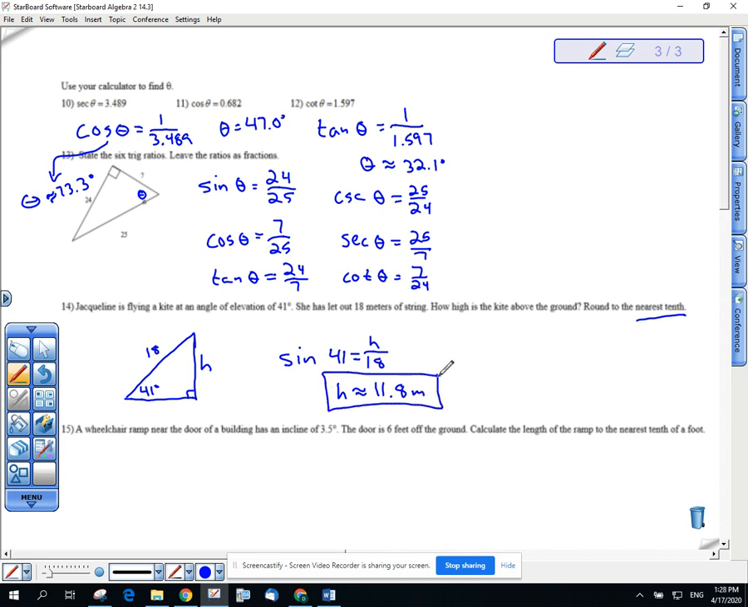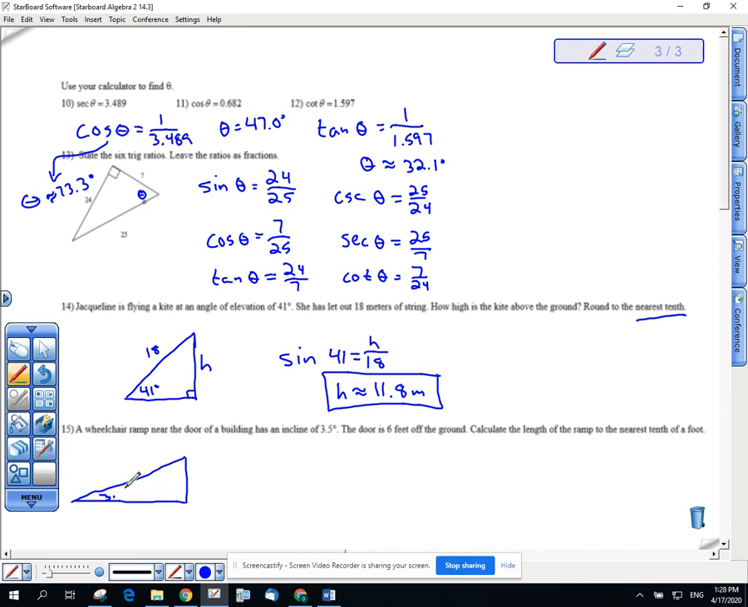And one more quick application problem. A wheelchair ramp near the door of a building has an incline of 3.5 degrees. The door is 6 feet off the ground. Calculate the length of the ramp to the nearest tenth of a foot. You got to read carefully. What do they want? The length of the ramp. Okay. So this is 3.5.